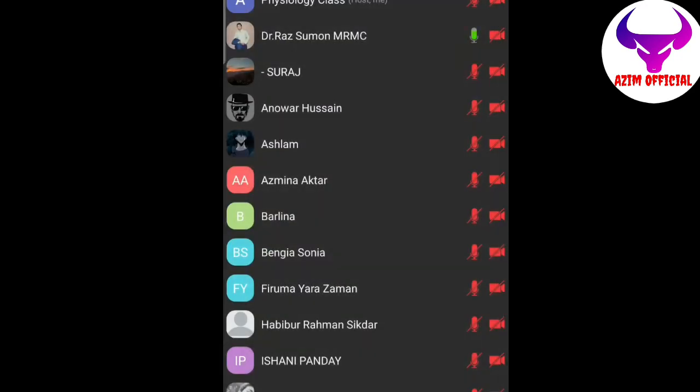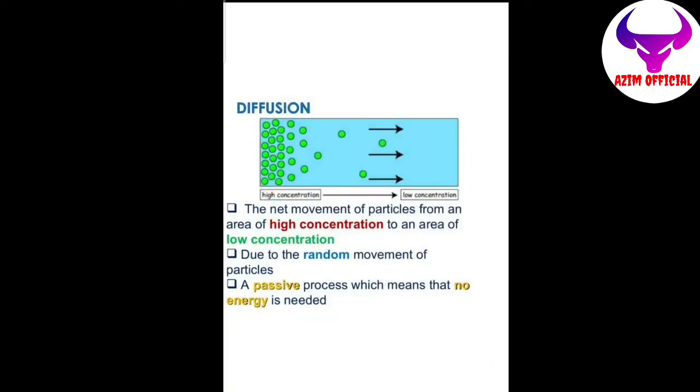Can you give an example of diffusion? Anyone? River water? River water? Not really. The common example is a perfume, or scent bottle. Perfume bottle. What does it do?